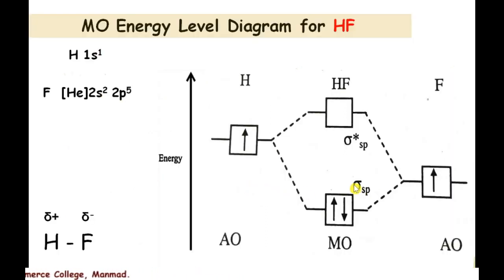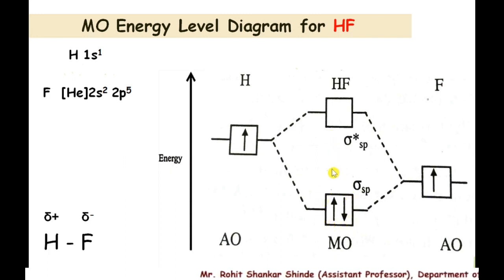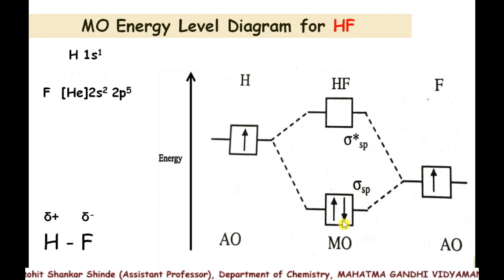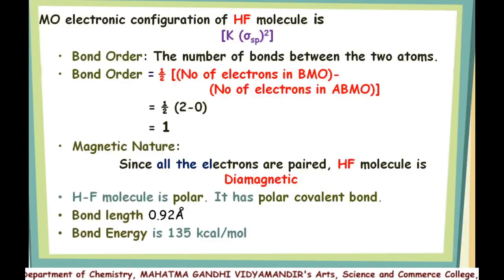In this molecular orbital energy level diagram, electrons present in molecular orbitals are paired, and there is no unpaired electron in either bonding or anti-bonding molecular orbital. It clearly suggests that this molecule is diamagnetic in nature. Since all the electrons are paired, HF molecule is diamagnetic in nature.